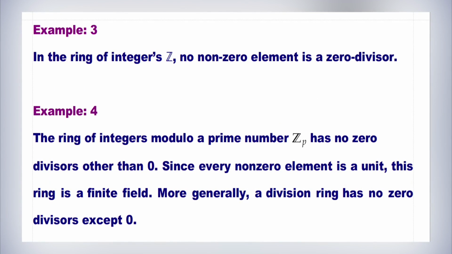Next, let us see the third example. In the ring of integers Z, no non-zero element is a zero divisor. The fourth example is the ring of integers modulo a prime number Zp has no zero divisors other than 0, since every non-zero element is a unit. This ring is a finite field. More generally, a division ring has no zero divisors except 0.